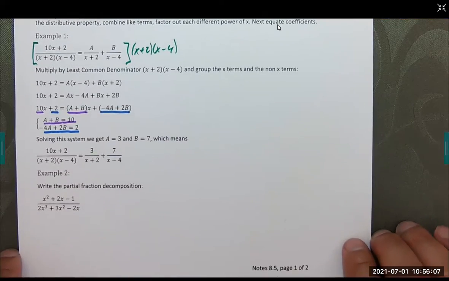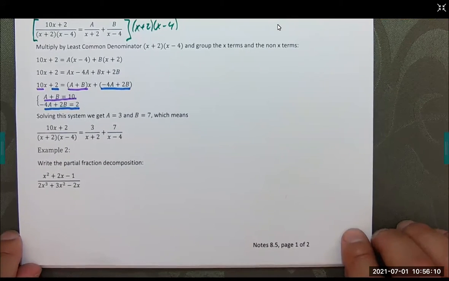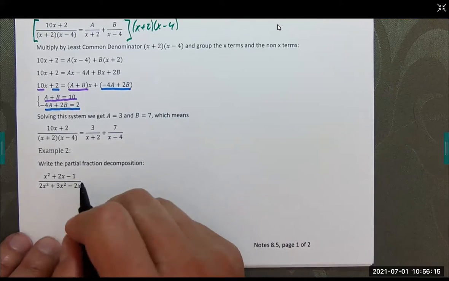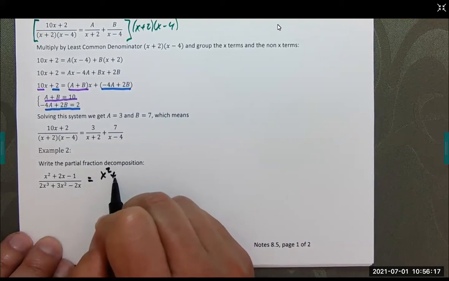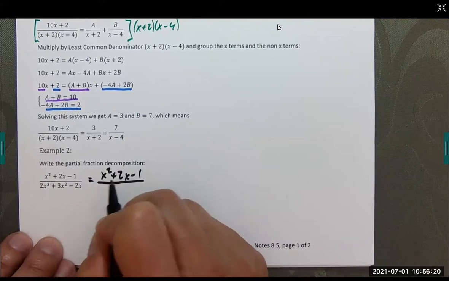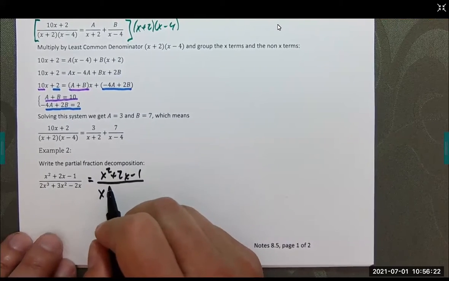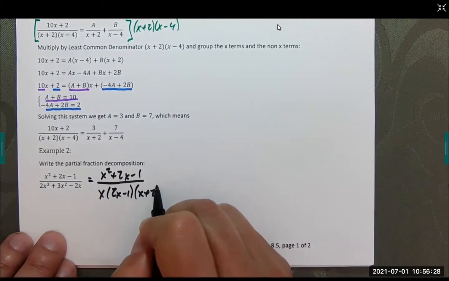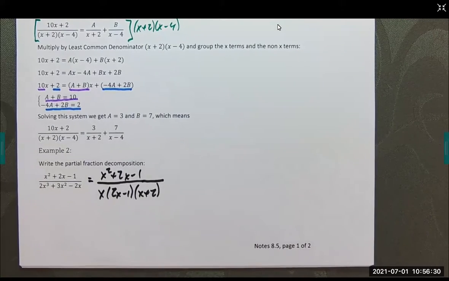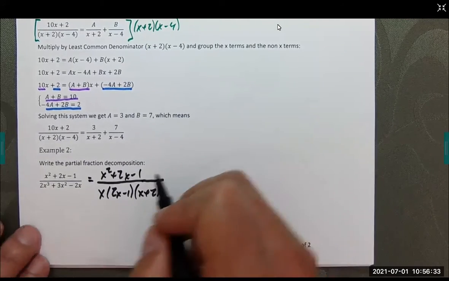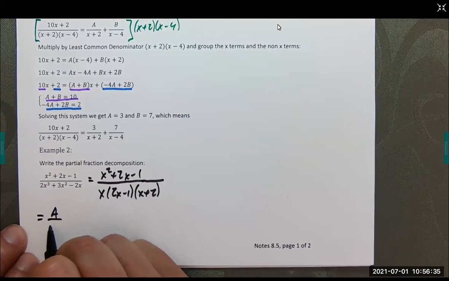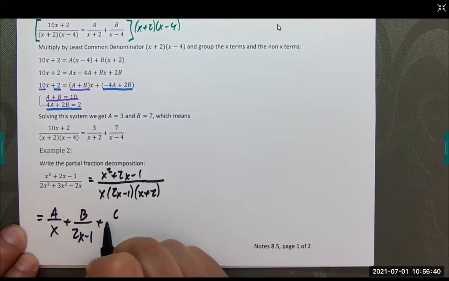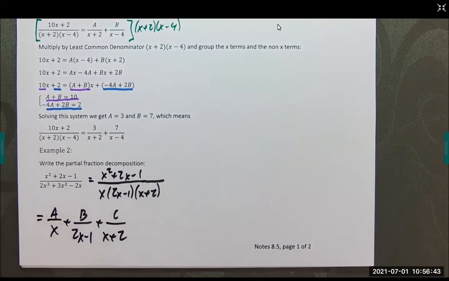So let's do our own example. And the first thing we need to do is completely factor the denominator. I can pull an x out and I can factor it into 2x minus 1, x plus 2. And we are going to go on the assumption that this can get broken down into a over x plus b over 2x minus 1 plus c over x plus 2.